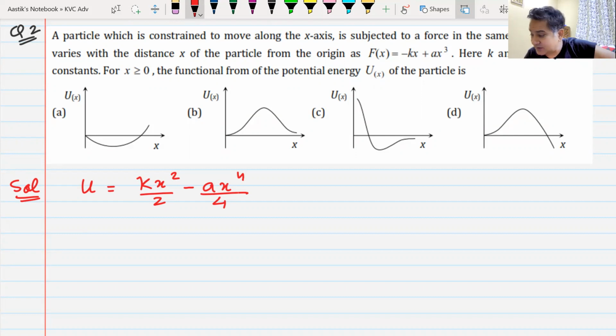And you are getting your answer as B. Now I straight away see the answer as D. How do I see it? K and A are positive constants, my dear friends. And this is x raised to the power 4, so at some point in life, it is going to become negative. Isn't it?